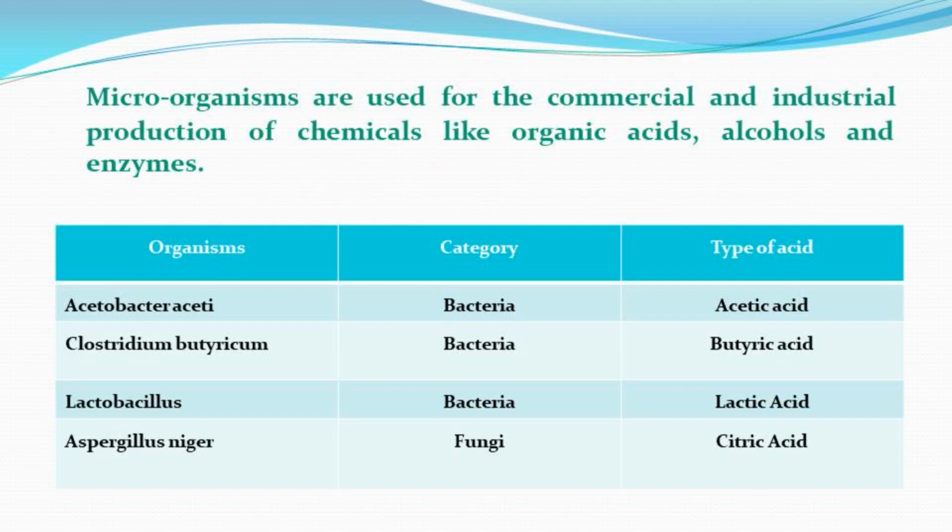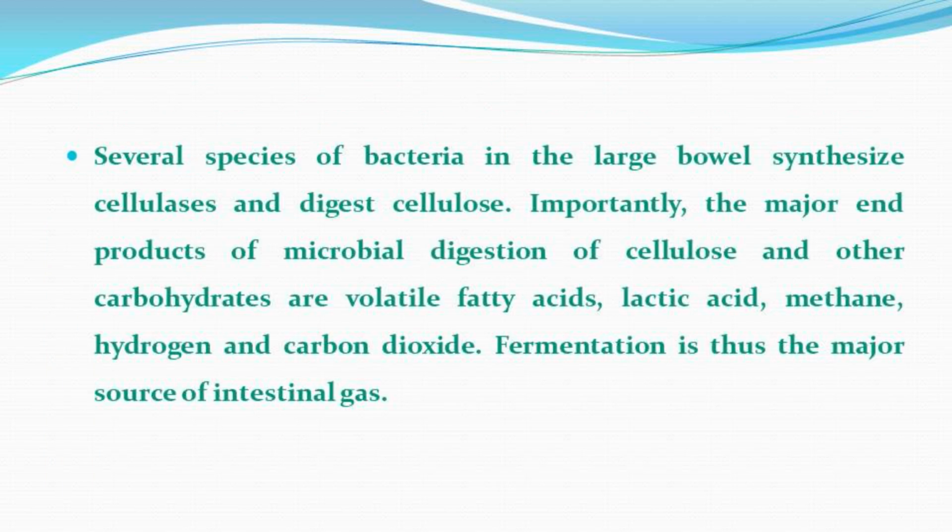Microorganisms are used for the commercial and industrial production of chemicals like organic acids, alcohols, and enzymes. Bacteria like Acetobacter aceti produce acetic acid, Clostridium butyricum produces butyric acid, Lactobacillus produces lactic acid, whereas fungi like Aspergillus niger produce citric acid. Apart from this, microbes play a role in the fermentation process too.